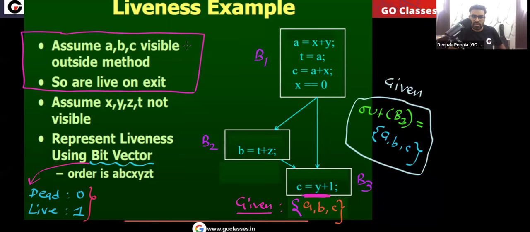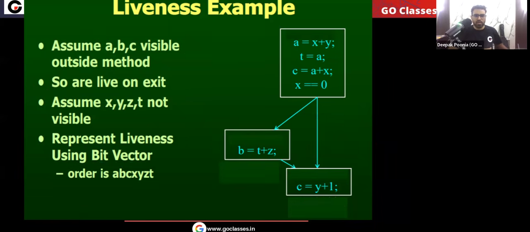If they do not give us which variables are alive at the exit, then we will assume that no variable is alive at the exit. Then we will assume that this out of B3 is the empty set. But here it is already given that at the exit A, B, C are alive. So this information is given to us, out of B3, that is A, B, C. These variables are alive. Very simple. Now let's perform the liveness analysis. Here you can see this is a control flow graph, CFG without loop.